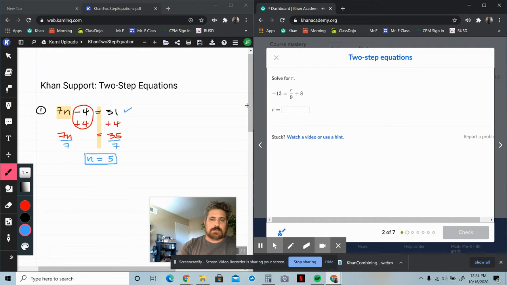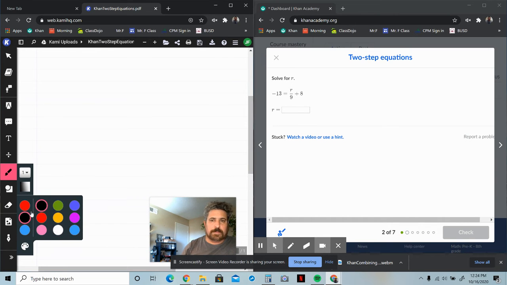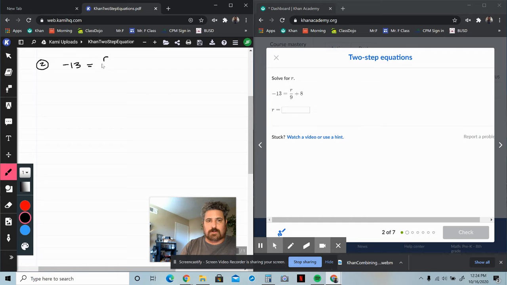Okay, now let's do the next problem. All right, number 2. Número dos. This time we're having negative 13 is equal to r over 9, and you're adding 8 to that.